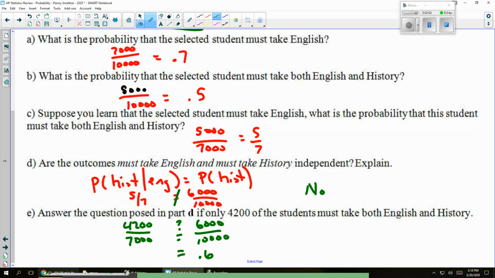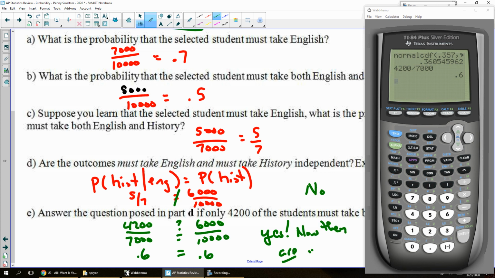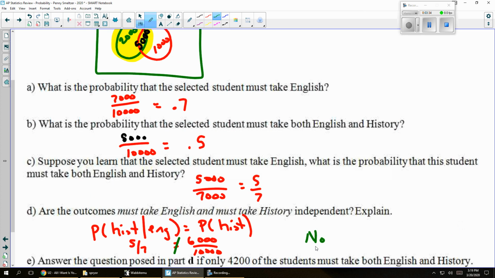If your superhuman math skills aren't quite up to snuff, you could use your calculator. Look, now they're the same. Yes. Now they are independent. Calculator's in the way a little bit here. Here we go. Hopefully that gives you a little bit of idea on how to work question 5.